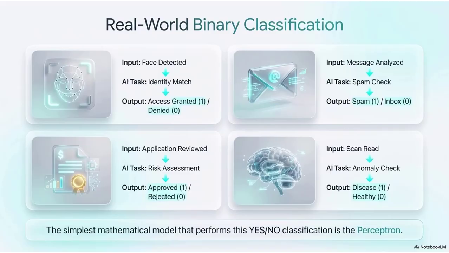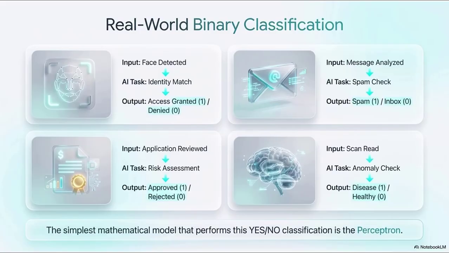If we talk about real world binary classification, take face detection. We give our face as input to the face detection system, and the task of AI is to match the identity. Whether the door will open or not depends on access granted, 1 or 0. If the identity match is true, then your access is granted. So you can see the outputs are coming as 1 or 0.